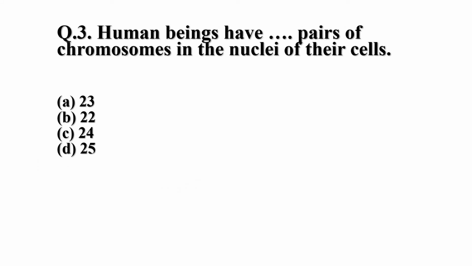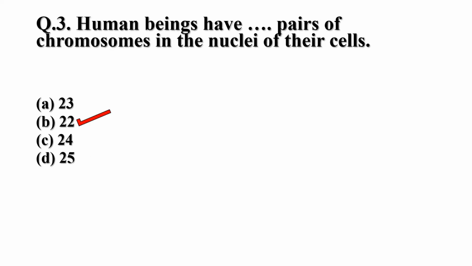Question 3. Human beings have dash pairs of chromosomes in the nuclei of their cells. Option A, 23, B, 22, C, 24, D, 25. And the right answer is B, 22.